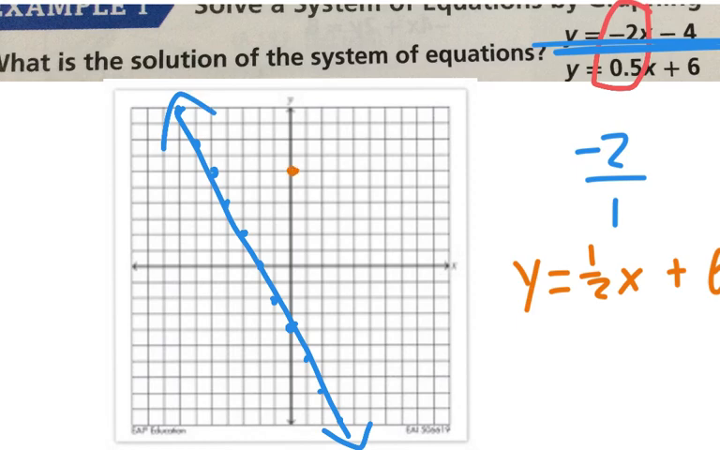Up 1, right 2. Up 1, right 2. We also go down 1 and left 2. Down 1 and left 2, down 1, left 2.